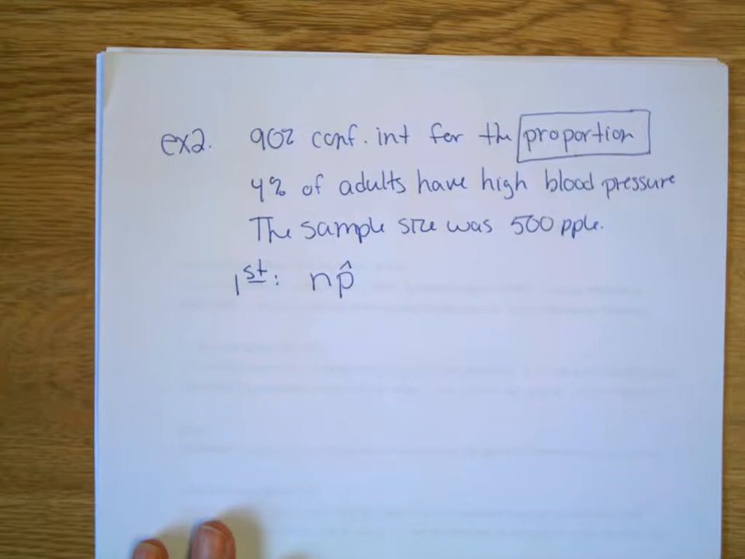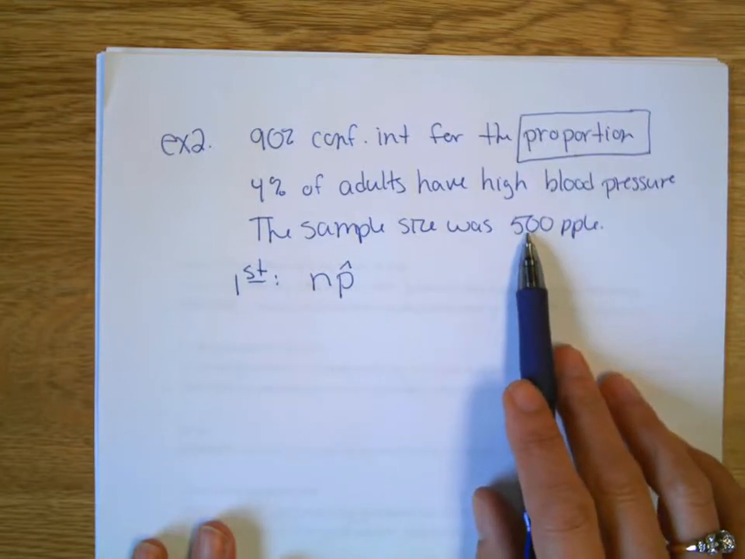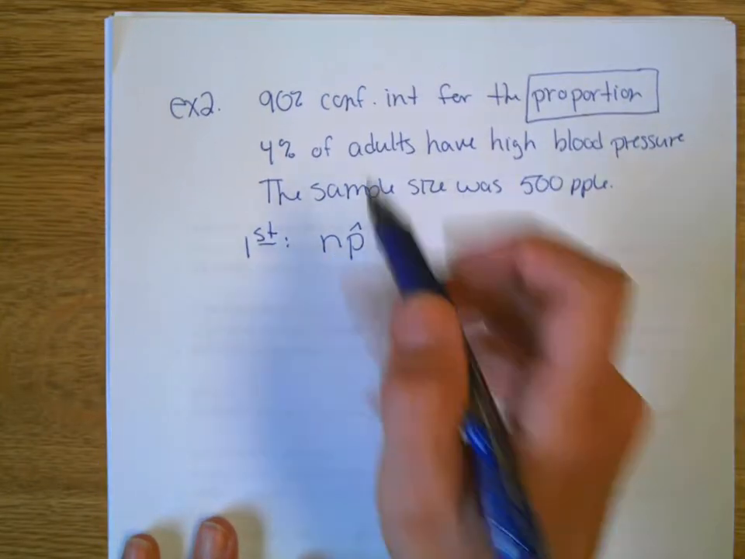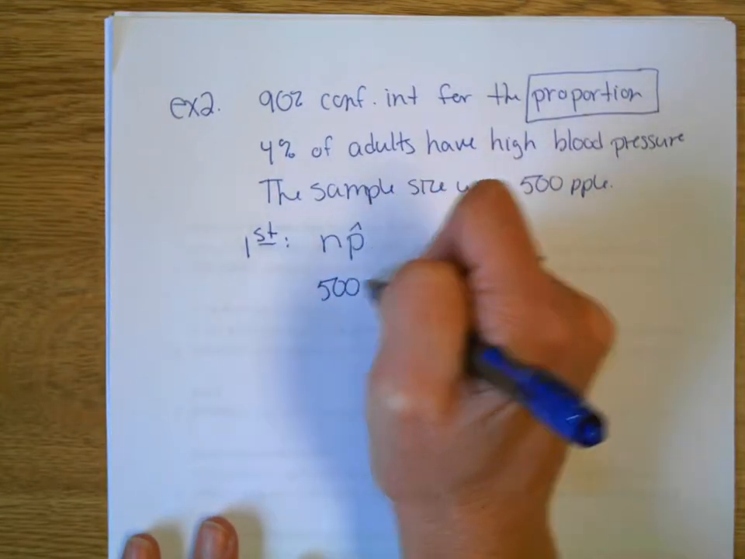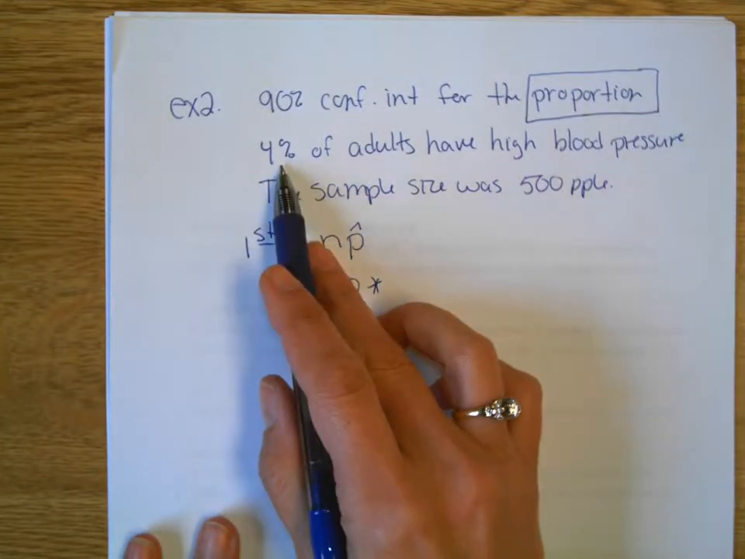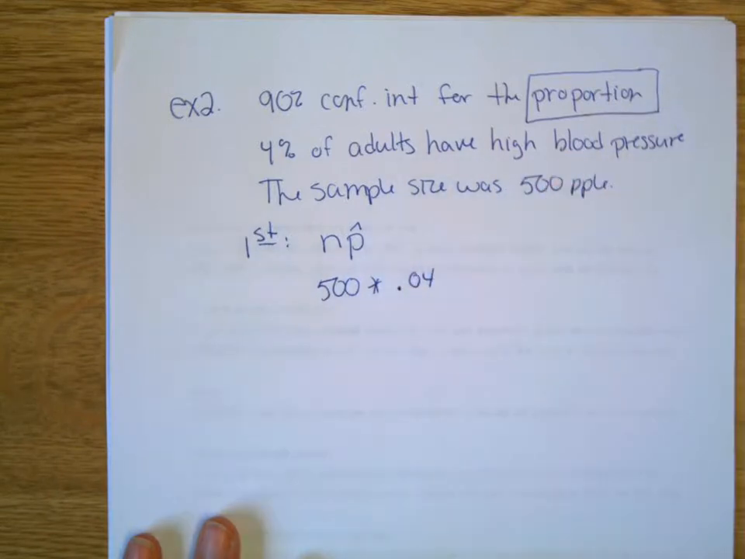Are we going to be doing a sample proportion? We are basing our population proportion on the sample. Let's just go with it. Okay, what's our sample size? 500. What's my p hat? Remember, p hat is the proportion of the sample, the proportion of successes. How many successes did I have having high blood pressure? It's 4%, 0.04.